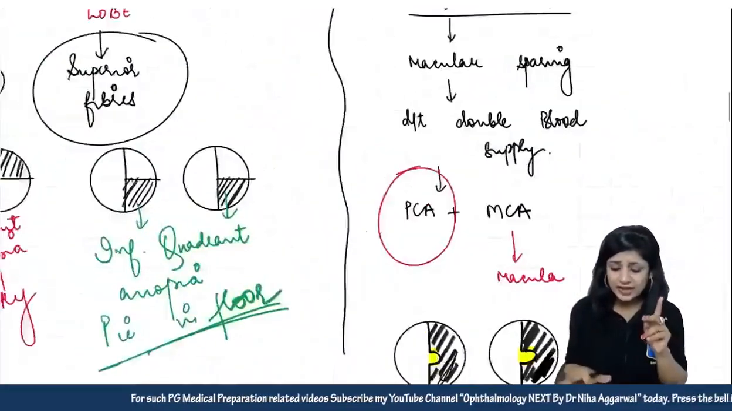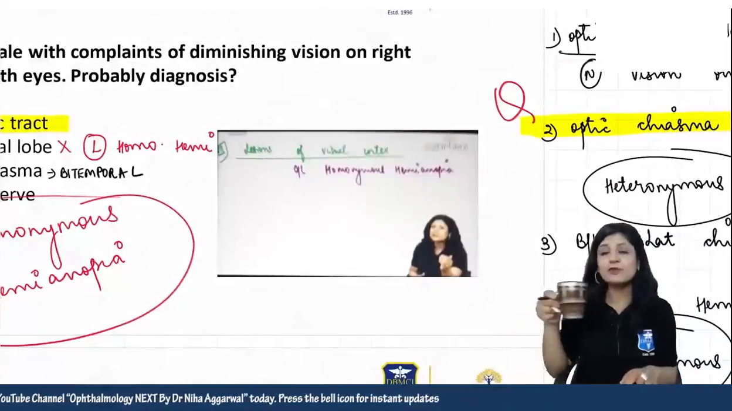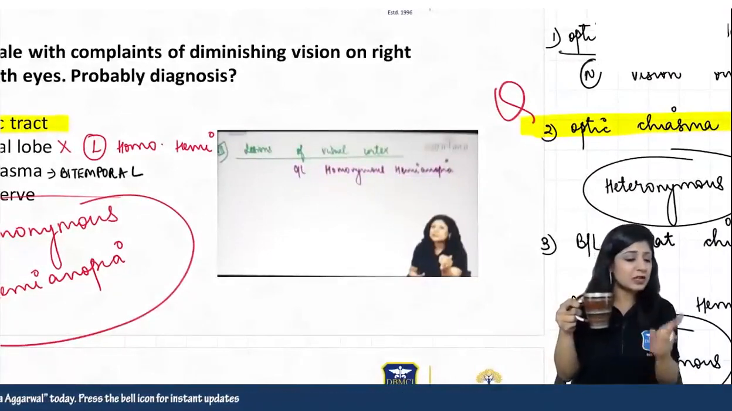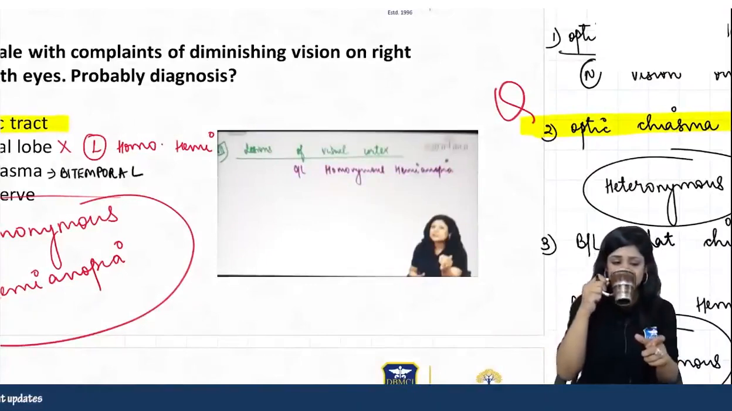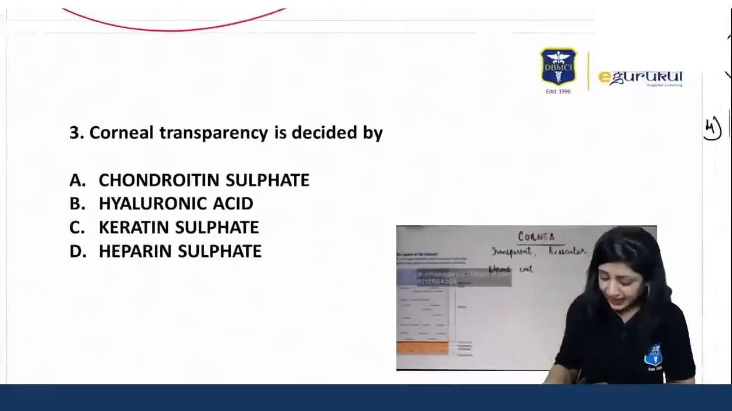Options also, I think right, homonymous hemianopia was given. That is also very, very clear. Please give your feedback about every question. Is the question language and the options correct? Okay, then a direct one.